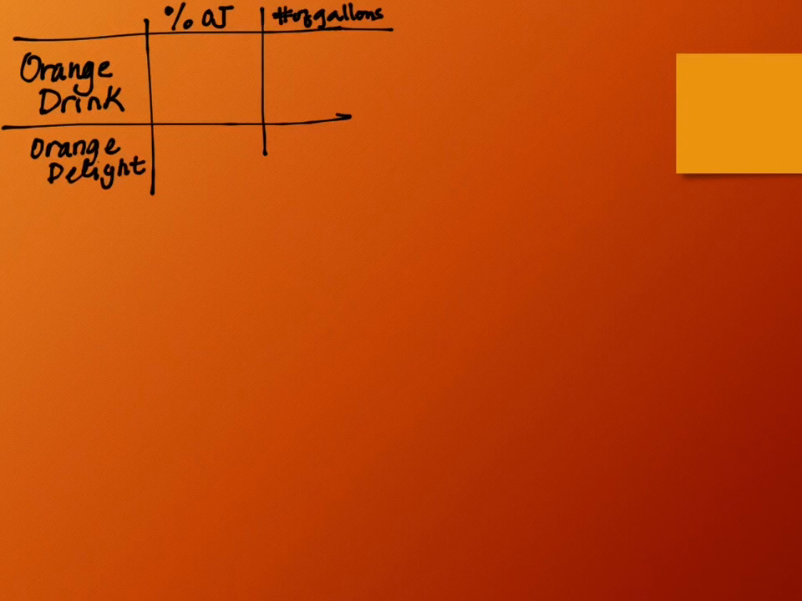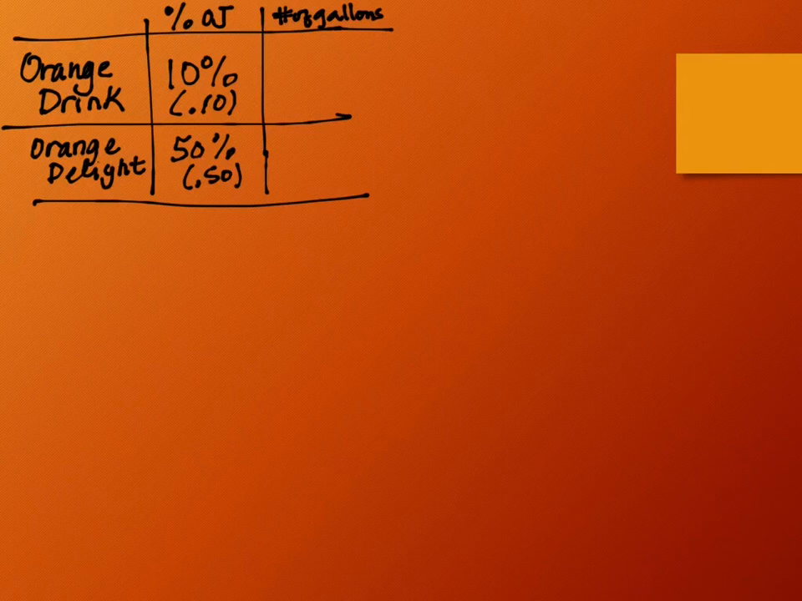Okay, so what is the percentage of orange juice in orange drink? 10%, which of course is the decimal point 10 or 0.1, just as a reminder. What is the percentage of orange juice in orange delight? 50%. And again, as a decimal, that's 0.5 or 0.50. And in a minute here, we're going to create a new thing called Orangelicious.